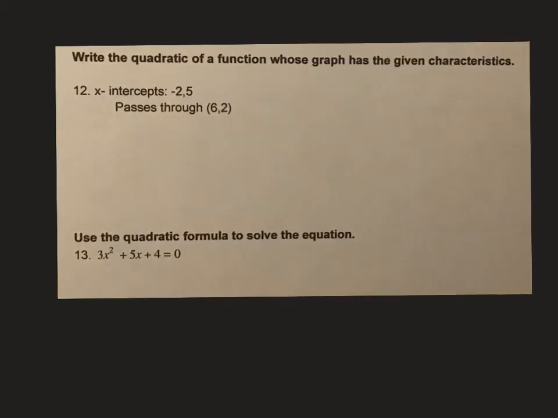Last slide. Here we go. Write the quadratic function whose graph has the given characteristics. And this one says the x-intercepts are -2 and 5. Remember, intercept form, what we're going to do is put the a in the front like we always do. It's also called factored form. So I'm going to put the x plus 2 and x minus 5.